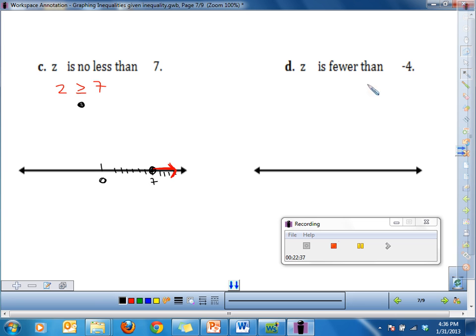This one, z is fewer than negative 4. Saying z is fewer, meaning it has to be smaller than negative 4. So it needs to be less than negative 4. We need to have an open dot.